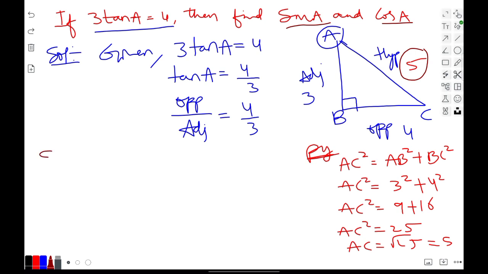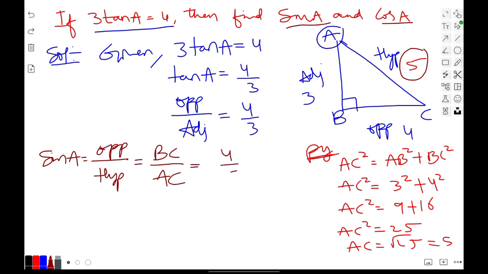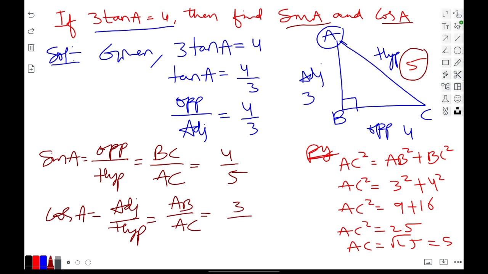So sin A is equal to opposite by hypotenuse. What is the opposite side of A? That is BC, and the hypotenuse is always the longest side, that is AC. So the answer is 4 by 5. Similarly, cos A is equal to adjacent by hypotenuse, which is AB by AC. Here AB is 3 and AC is 5. Hope you understand this question.